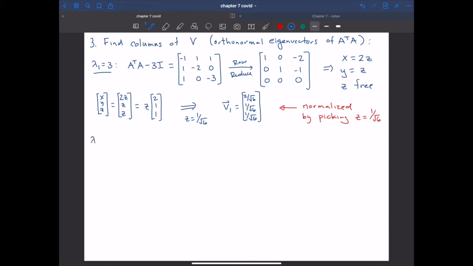Let's do lambda 2 equals 1. So this is our next eigenvalue. So we take A transpose A minus the identity. This is going to give us the matrix. Maybe I'll draw a little dividing line here just to keep us on track and keep things from getting too messy. So I'm going to subtract 1 off the diagonal.